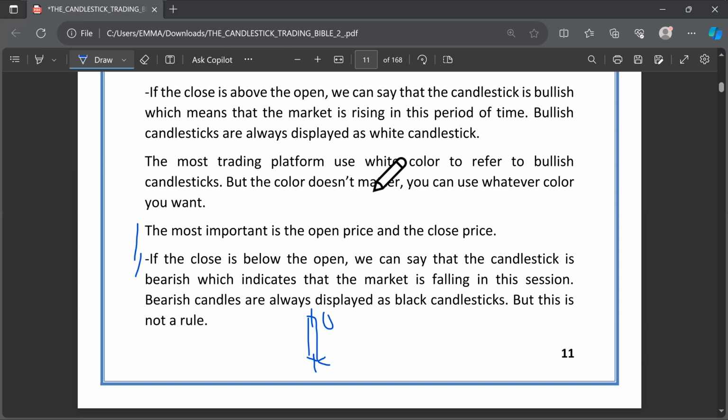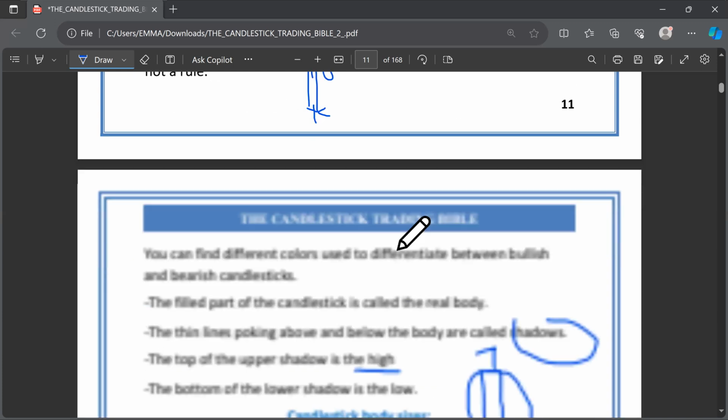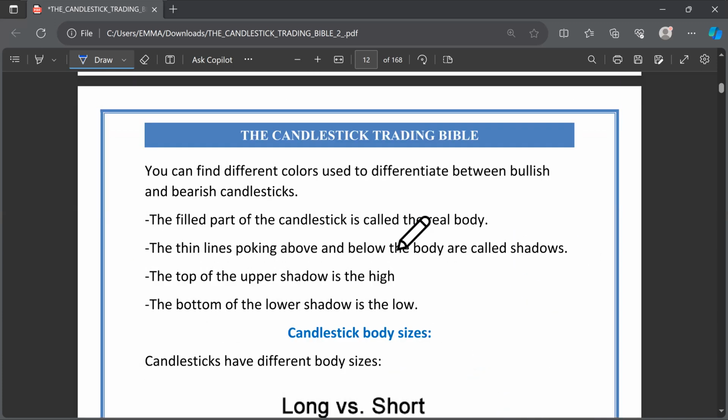They are pushing the market down, the prices down. Bearish candlesticks are always displayed as black candlesticks, but this is not a rule, in the sense that you can use whatever color you want. You can find different colors used to differentiate between bullish and bearish candlesticks. What it means is that you can use different colors to represent the bullish or bearish candlesticks.